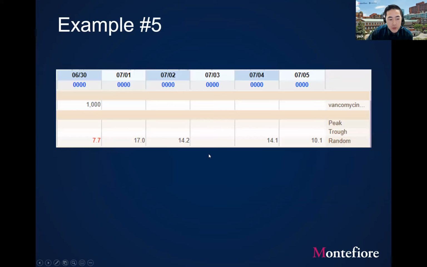This is another example. Level was 7.7. They get 1 gram of Vanc, and you can actually use this to your advantage. So you'll know that for next time, 1 gram of Vanc gives the patient about 10 or so in their level. So it brought them from 7.7 to 17. They get HD, it falls. If they don't get HD, you can see that the level barely changes. And then they get HD again and it falls to 10. So it's very predictable in this sense.